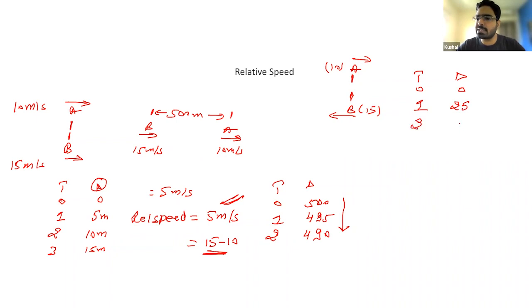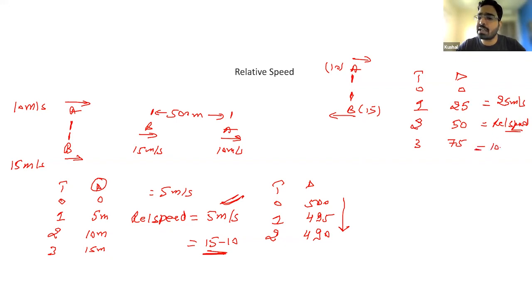At the end of 2 seconds, the distance between the two of them would have become what? B would have traveled 30 meters, A would have traveled 20 meters. Distance between the two of them would have been 50 meters. At the end of 3 seconds, it should be 75 meters, right? So on and so forth. We now realize that the distance between the two is increasing at a pace of 25 meters per second. And this 25 is nothing but my relative speed when they're moving in the opposite direction. And how have I got down to this relative speed?